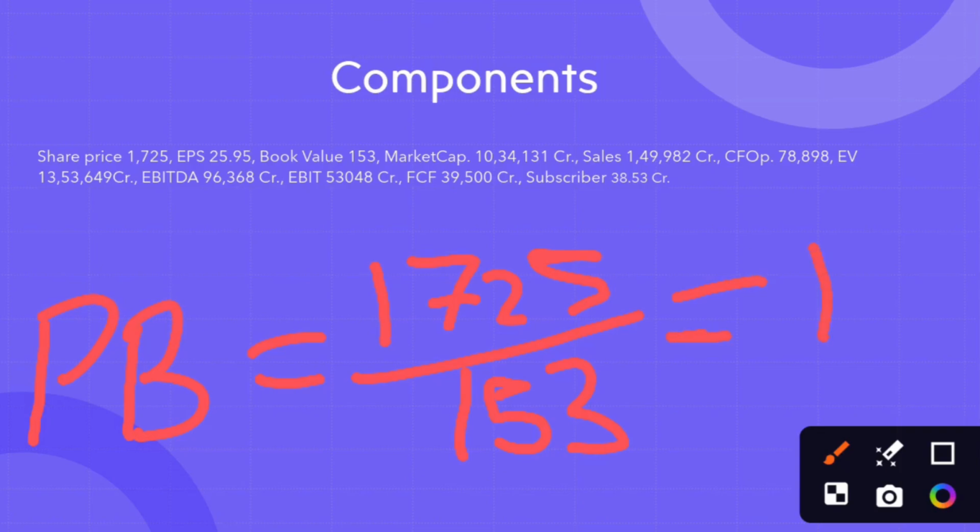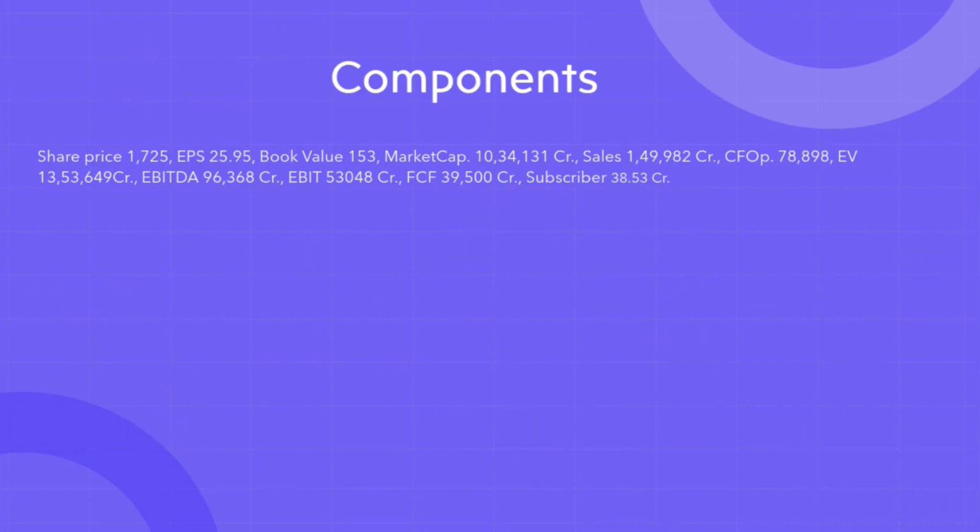When we divide, we get the answer 11.27 as the PB, which is the price to book value. Price to book value says how the stock is priced relative to its book value. If the ratio is 1:1, then the company is fairly valued. If it is less than 1, the company is undervalued. If it is more than 1, the company is overvalued. And again, it varies from industry to industry.